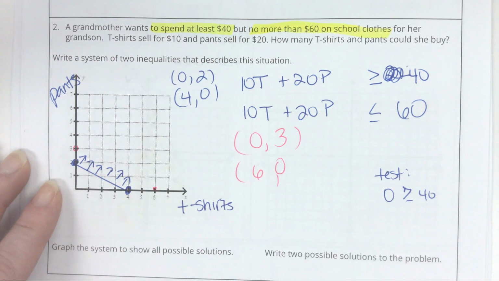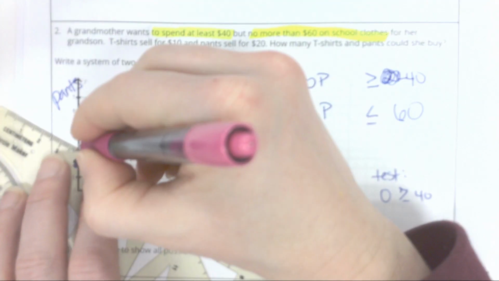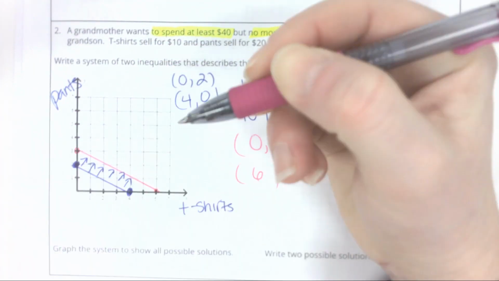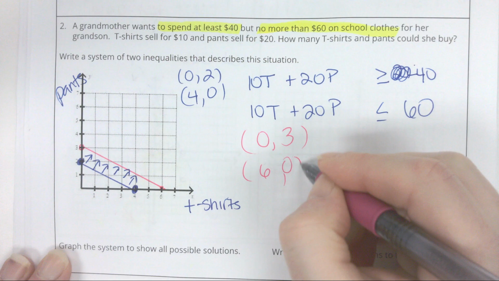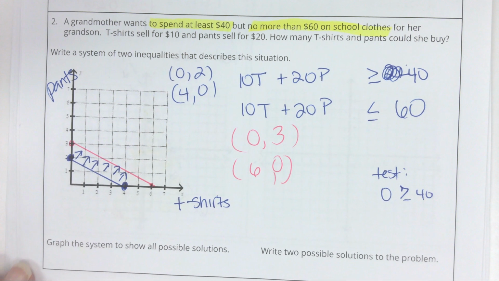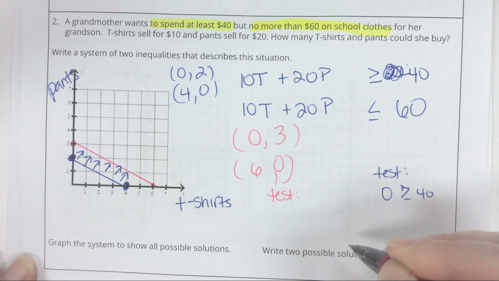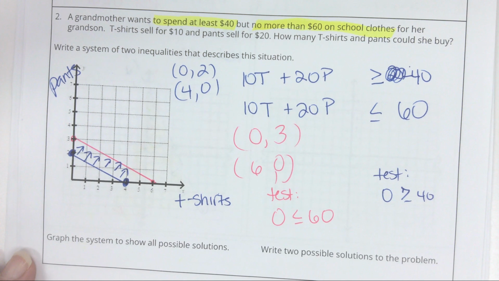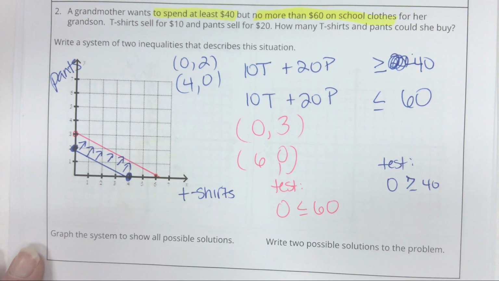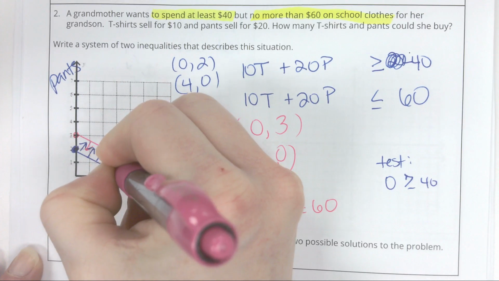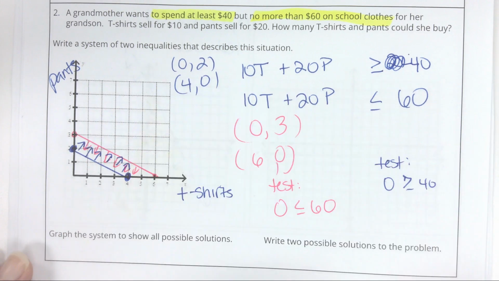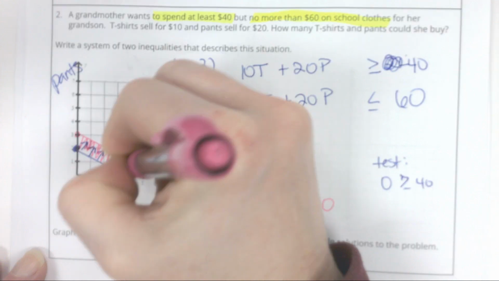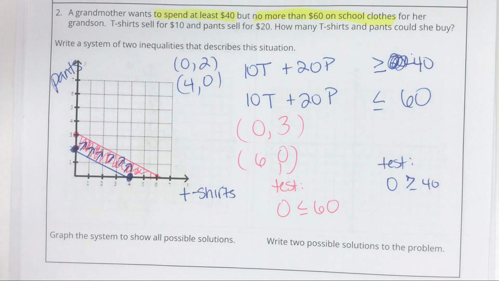As we predicted, these are parallel lines, because we had the price of these two things cost the same. And for my test point, we get 0 plus 0, or 0, is less than or equal to 60, which is true. So I shade below. So the solution is basically between these parallel lines. It's all in here. Those would be all of the pants and t-shirts that would stay within grandma's budget between 40 and 60.